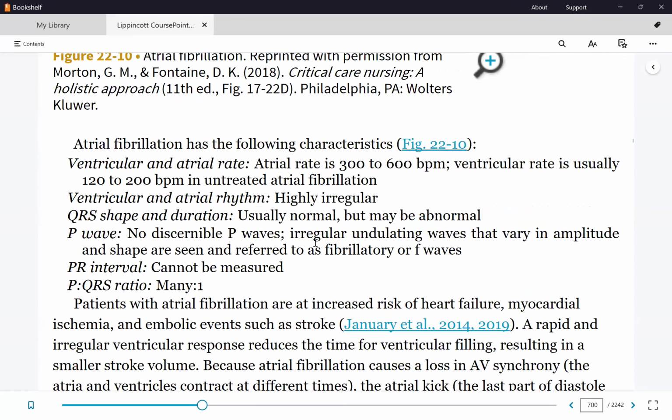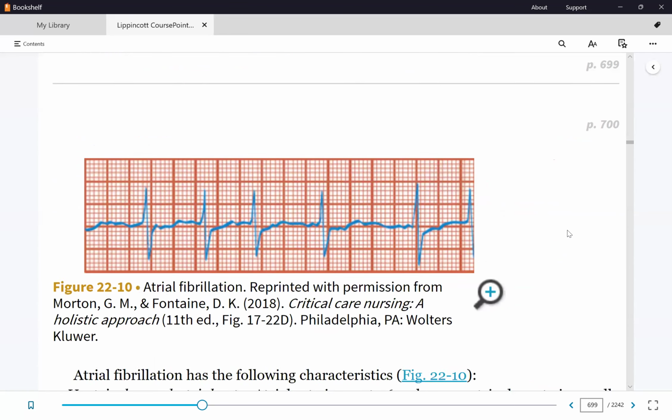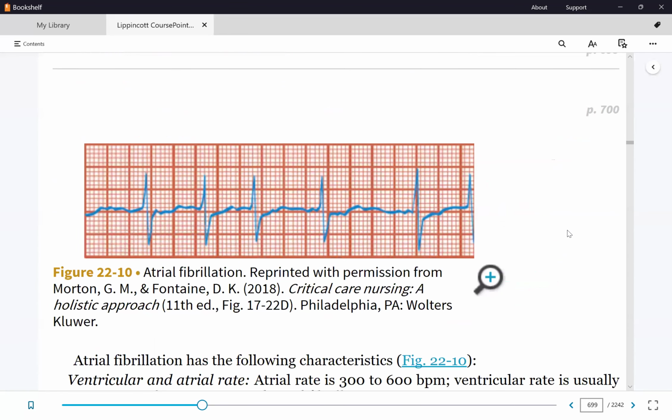If you look at the rhythm, let's look at figure 22-10. Do you see P waves? There are no P waves there. Those squigglies you see there are not P waves. So therefore, since they're not P waves, is the SA node firing these impulses? No. Where did they come from? What's firing them? We have no idea.